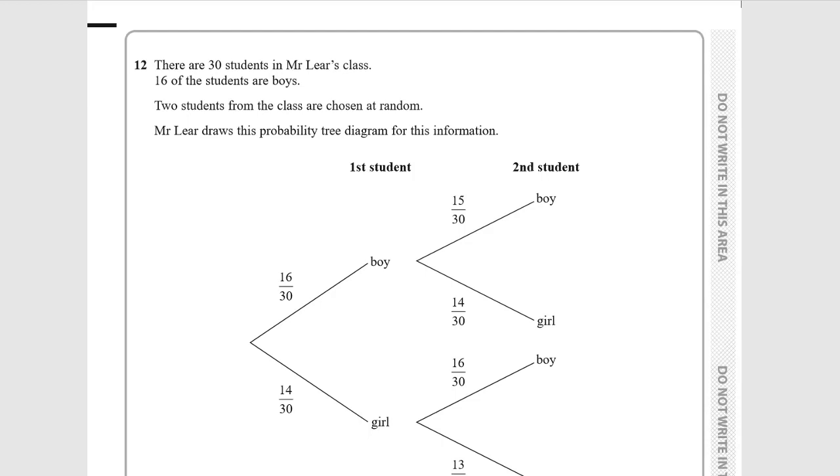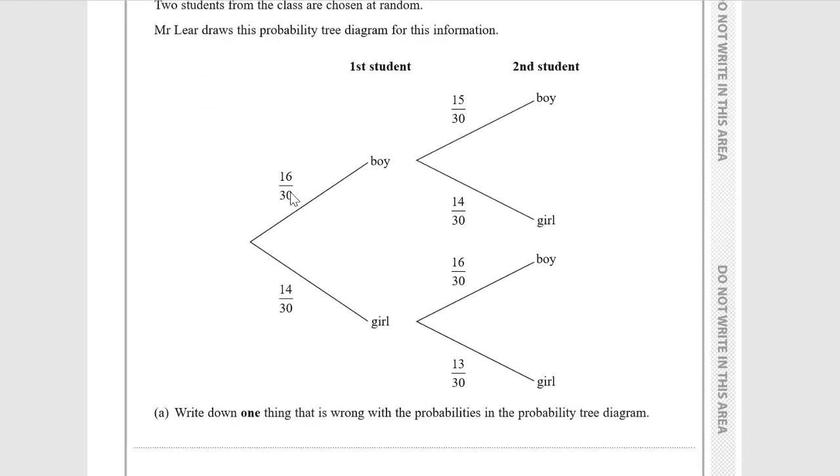Question 12. So it says there are 30 students in Mr. Lear's class. 16 of the students are boys. 2 students from the class are chosen at random. Mr. Lear draws this probability tree diagram for this information. So 16 out of 30 are boys. If he picks 1, then you've got 15 out of 30 boys left. 16 out of 30 are boys, so that means 14 out of 30 are girls. And then if he picks a boy the first time, then there's still 14 girls left remaining. Whereas if he picks a girl the first time, then there's still 16 boys remaining, but 13 girls.